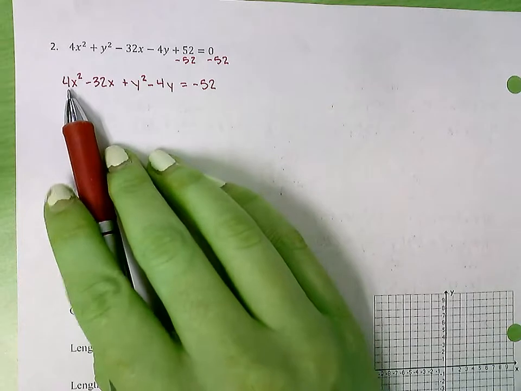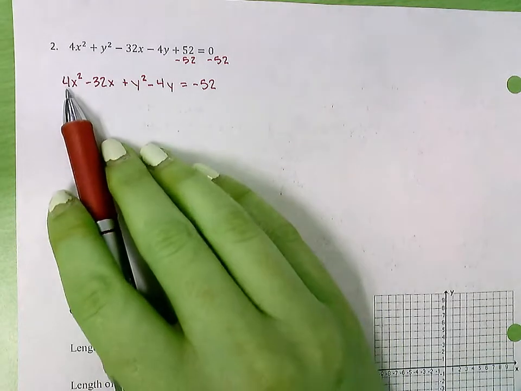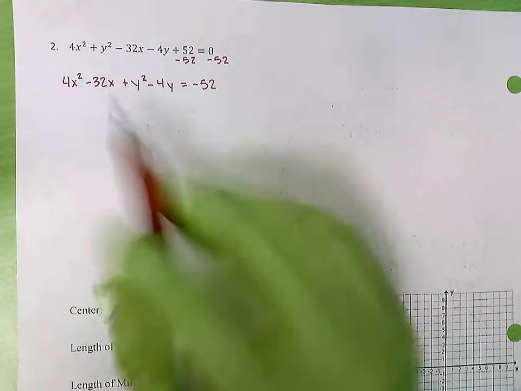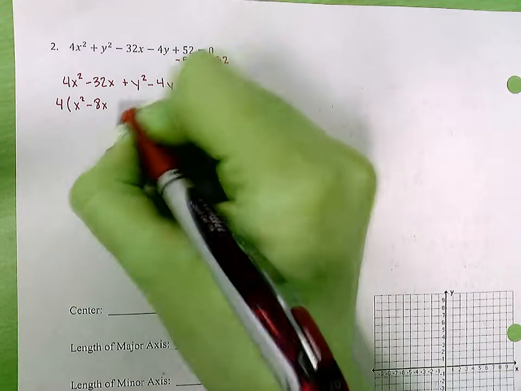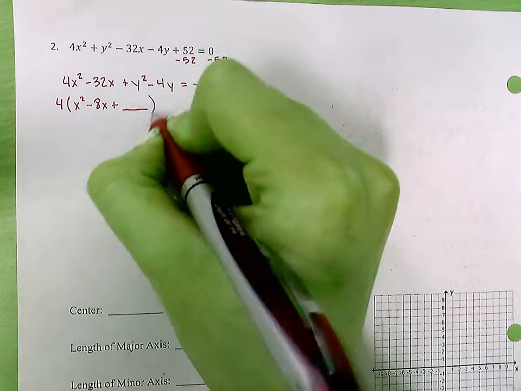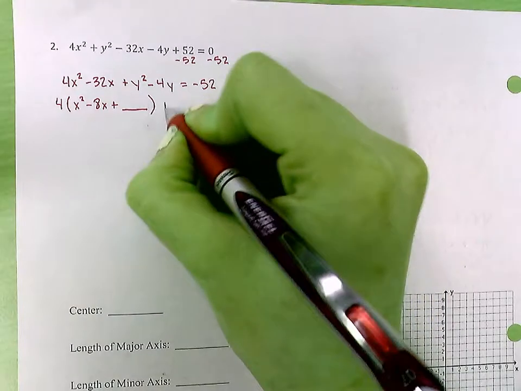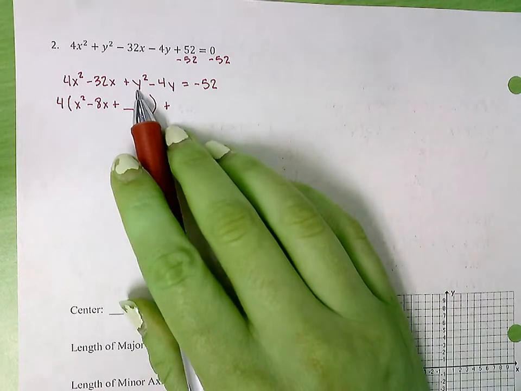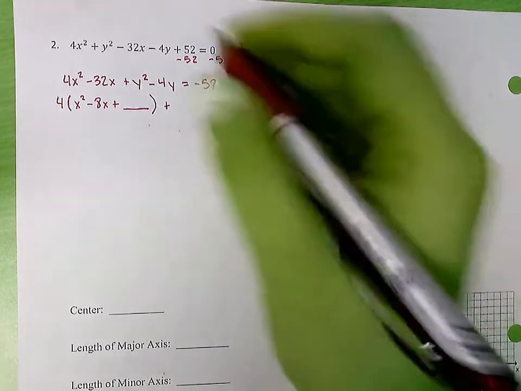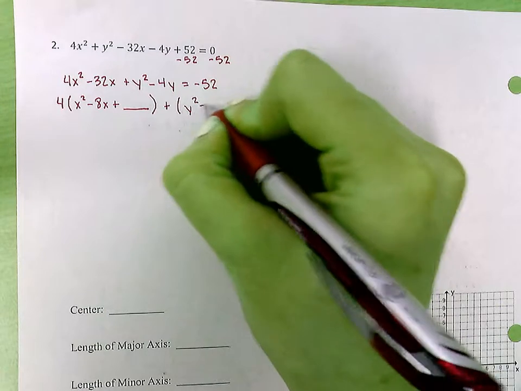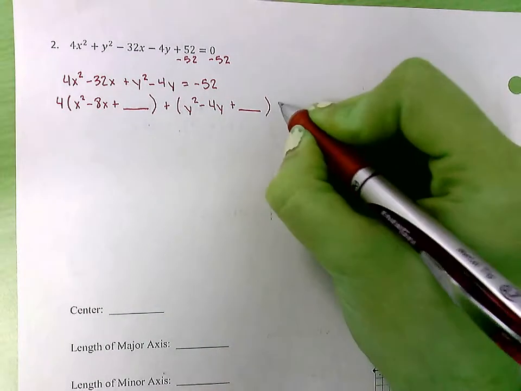Okay, and if you have a number next to your squared values, you want to factor that out. So we have to factor out this 4 from our x's. We need to add something next to that 8x to complete the square. For your y squared, there's just a 1 next to it, so we don't have to factor anything out from our y's. So that will stay as y squared minus 4y. And again, we need to add something to complete the square.